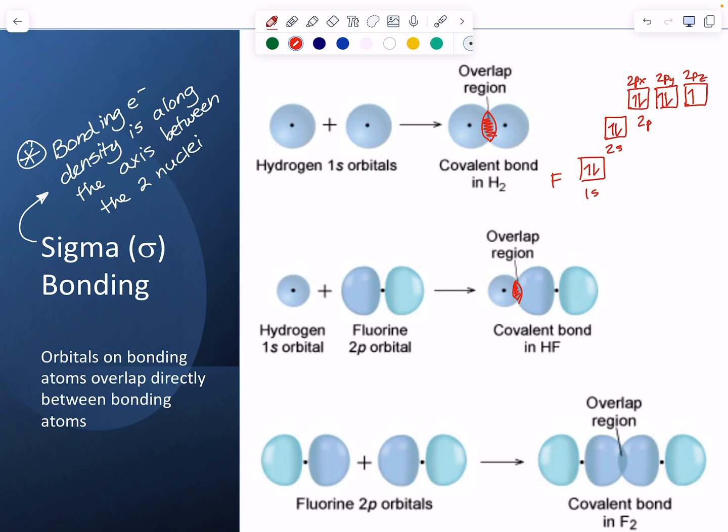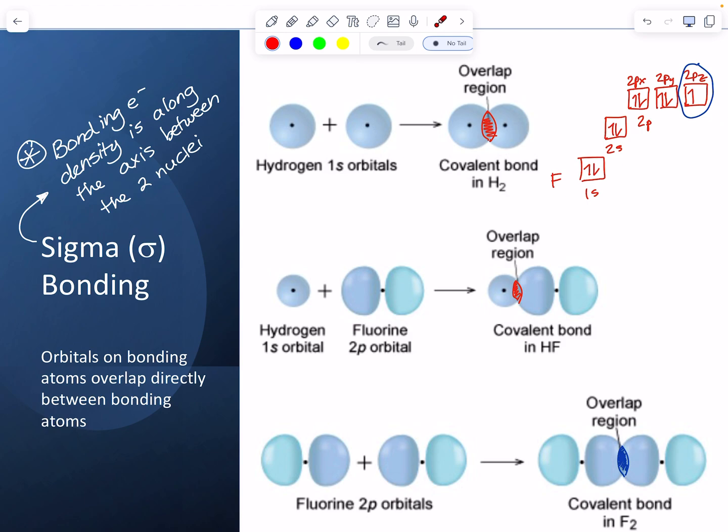So if I have 2 fluorine atoms, the valence electron that's available to be involved in bonding is going to be in the 2pz orbital for both of them. So those orbitals are going to line up because they're pointing in the same direction in space. And so the overlap would be in the region, again, between those 2p orbitals. Now, notice that we've got spaces where there's no overlap in all these scenarios.